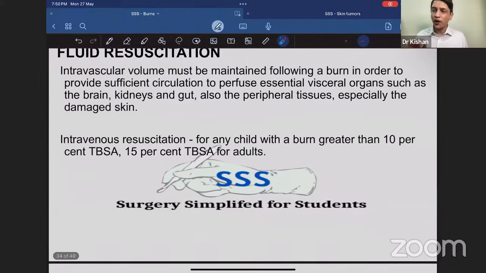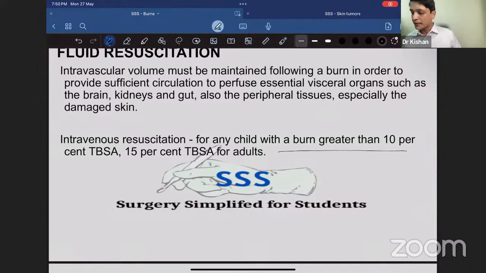Why is fluid so important? Because in burns, more than anything, the internal plasma is lost the most. If the plasma is lost, it will result in hypovolemia, and it can go into immediate shock and you can die. So you have to replenish the lost fluids. When is fluid resuscitation indicated? This may be an asked question: for any child with burns greater than 10%, or an adult with more than 15%, intravenous fluid resuscitation is indicated.